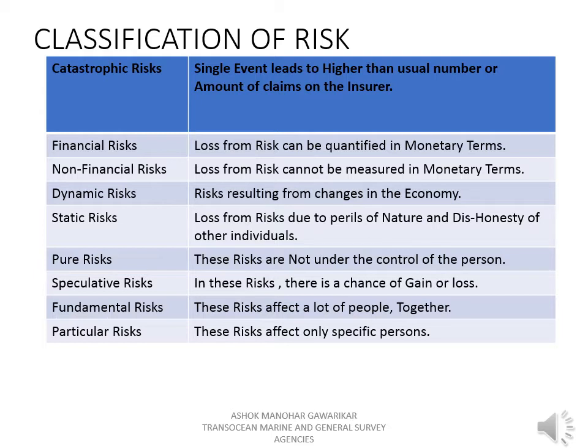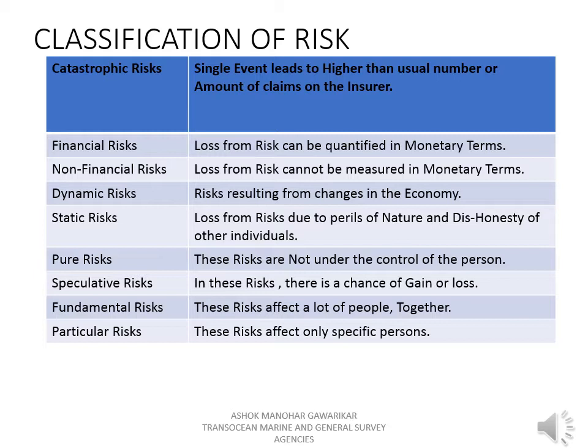Any type of gambling is a speculative risk. In a speculative risk, there is a chance of winning and also a chance of losing. It is a speculation about what will happen. So this is a speculative risk, and the insurance company is not covering it.